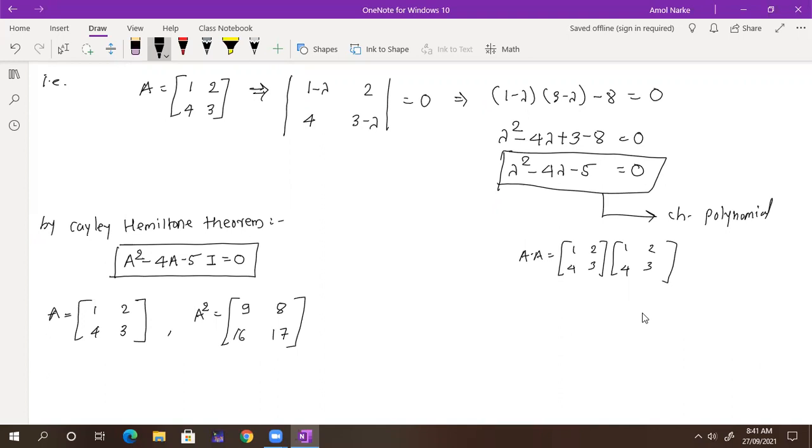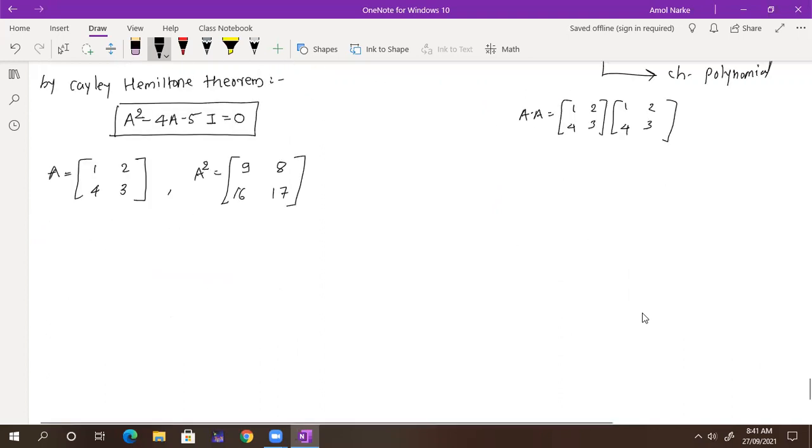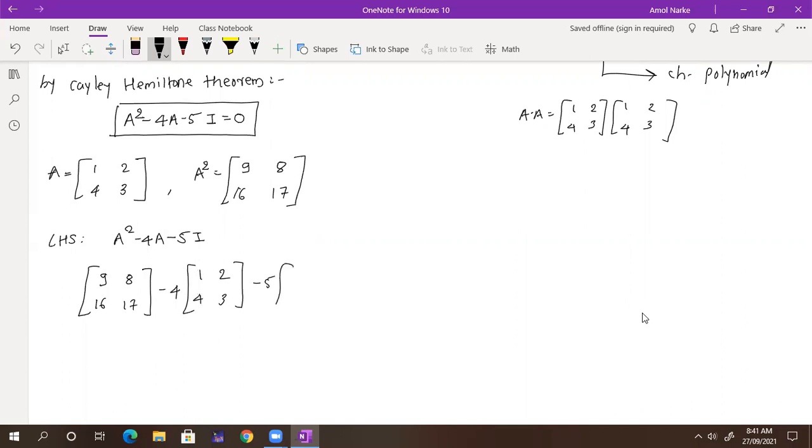Now substitute and find LHS and RHS here by Cayley-Hamilton theorem. So what is our LHS? Left hand side I have A square minus 4 into A minus 5 into identity matrix. So what is my A square here? I have this matrix, so I just substitute this value. So 9, 8, 16, 17 minus 4 into my A matrix. A matrix is 1, 2, 4, 3, minus 5 into identity matrix 1, 0, 0, 1.